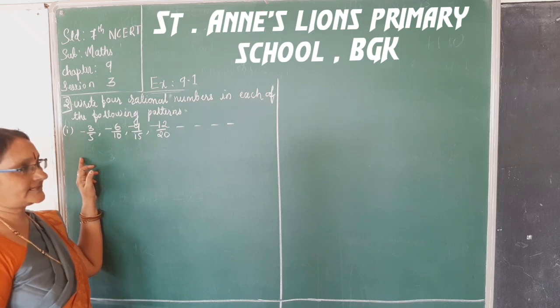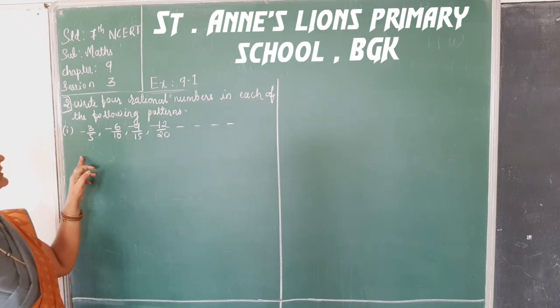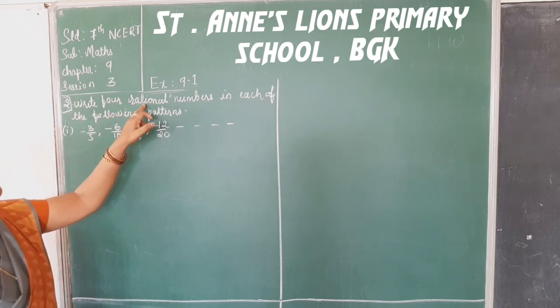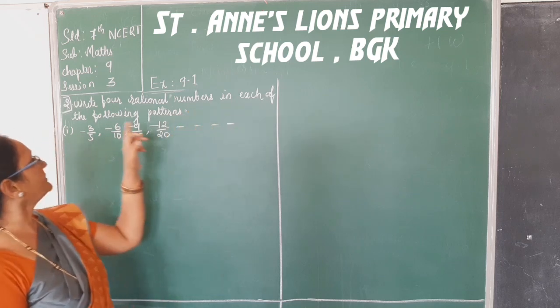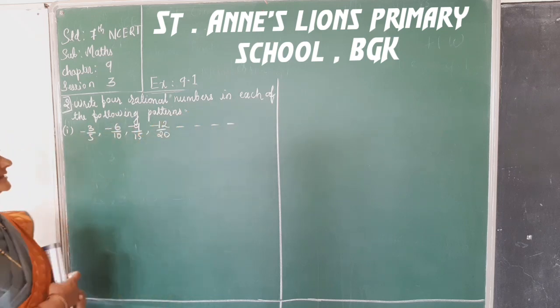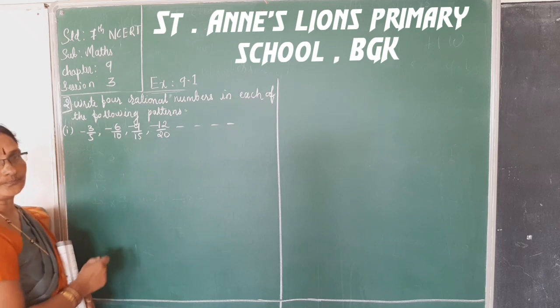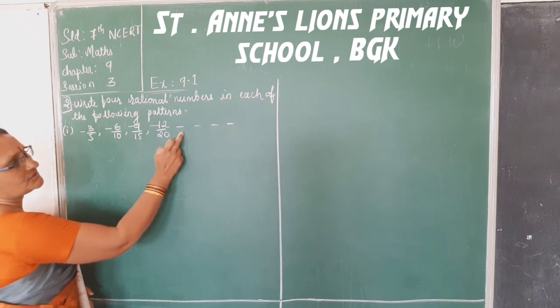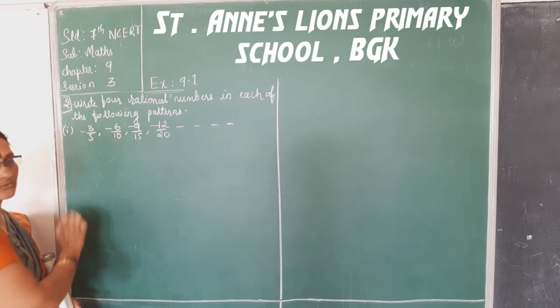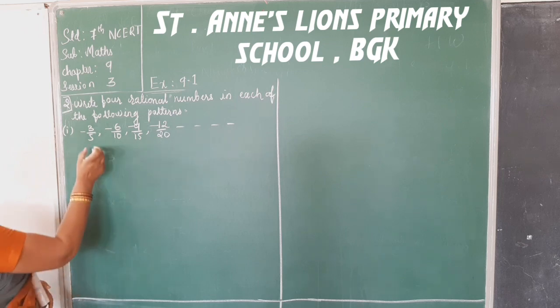See students, the second main. Write 4 rational numbers in each of the following patterns. Here one pattern is given to you. Next 4 we have to write seeing these 4. Okay. Now how do we get this?